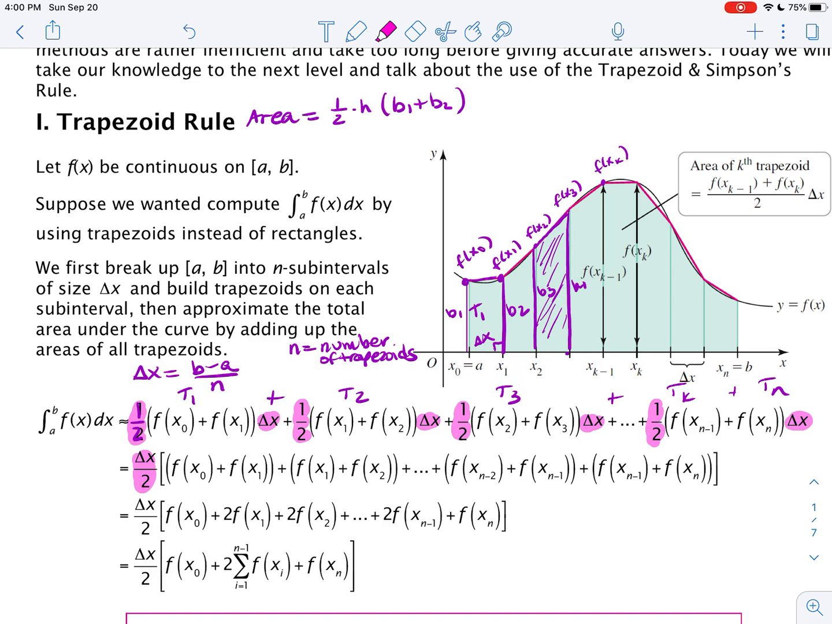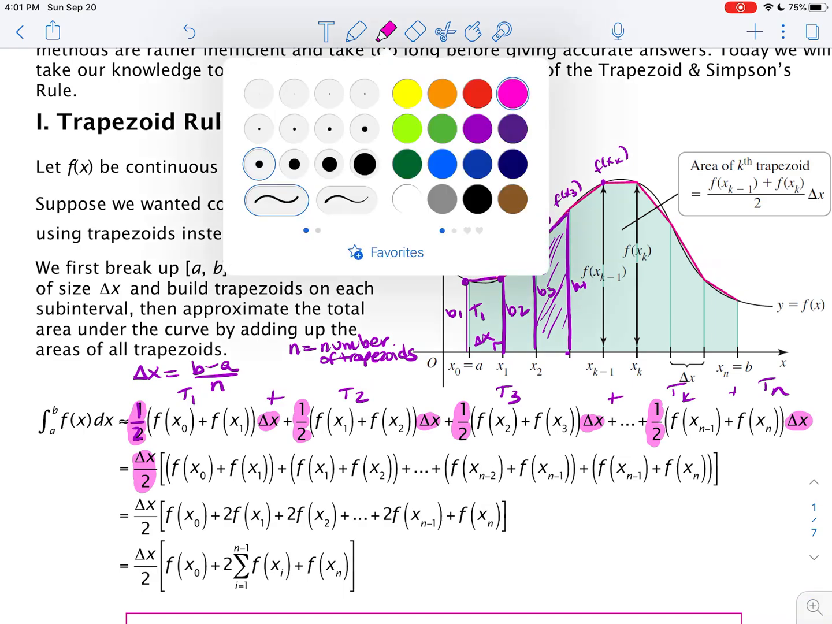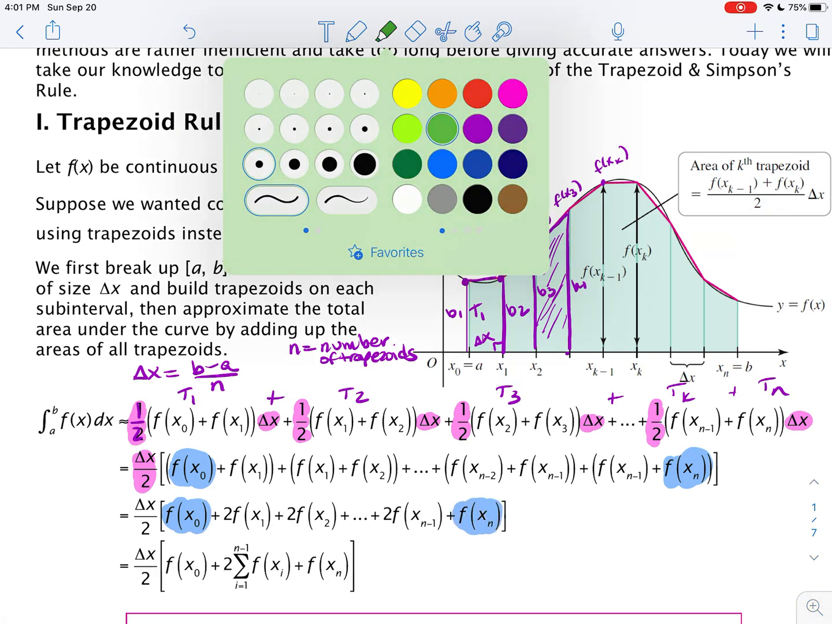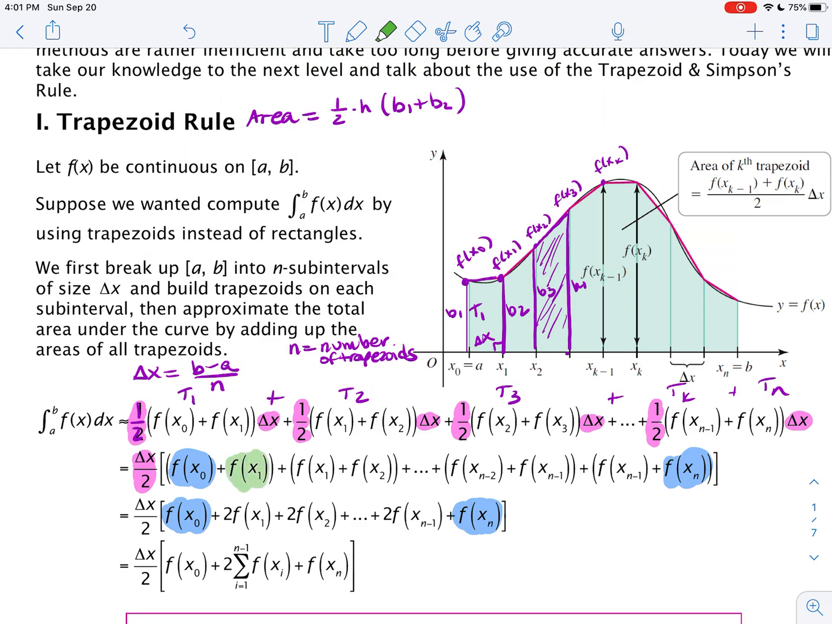And now we've got a sum of function outputs, and notice that for all function outputs except for the very first one, f of x sub 0, and the very last one, f of x sub n, we have 2 of them. So we only have one of f of x sub 0, and we only have one of f of x sub n. But the other ones we see we have 2 terms, right?